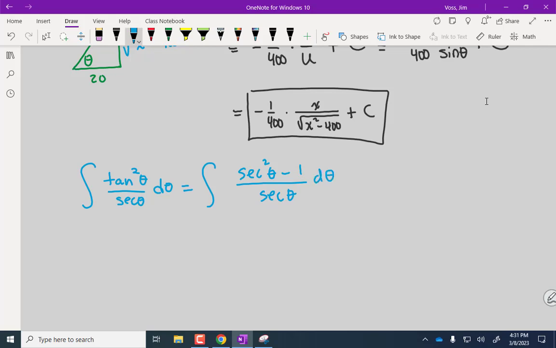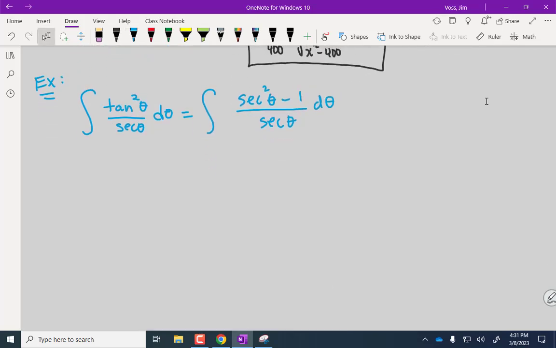So then what would we do at this stage? Split the fraction. So if we split the fraction, we are going to have secant minus cosine d theta. Integrate. What's the integral of secant? Natural log of tangent plus secant.